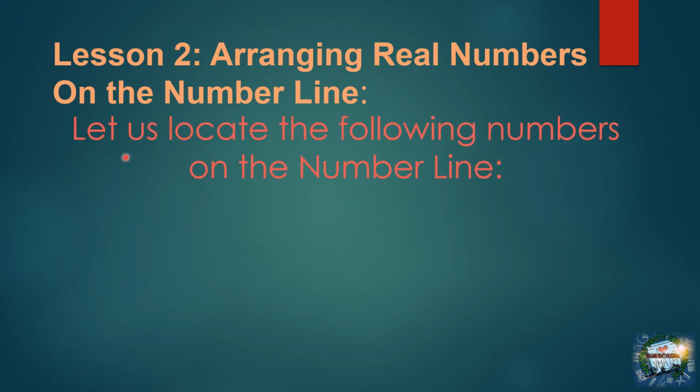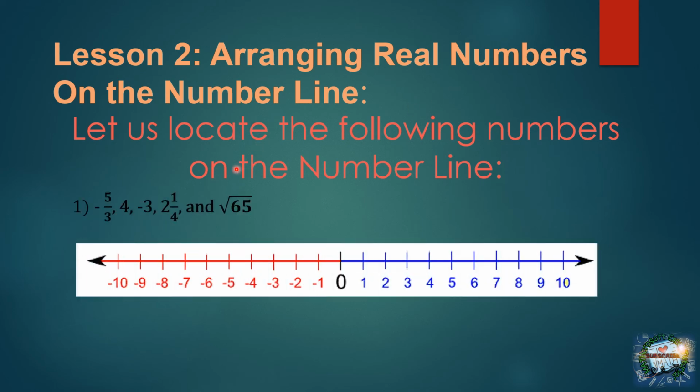This time, let's locate the following numbers on the number line. Okay, so locate natin, alamin natin saan natin makikita yung real numbers na yan sa number line. Okay, ito: number 1 is negative 5/3, 4, negative 3, 2 and 1/4, and square root of 65. Kaya, tignan nyo to.